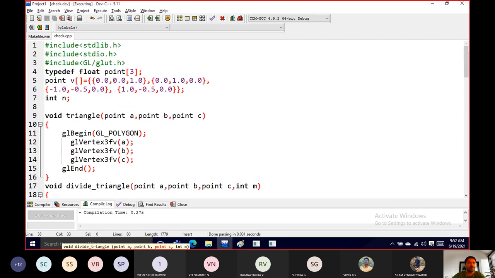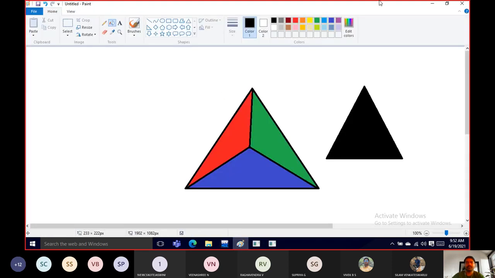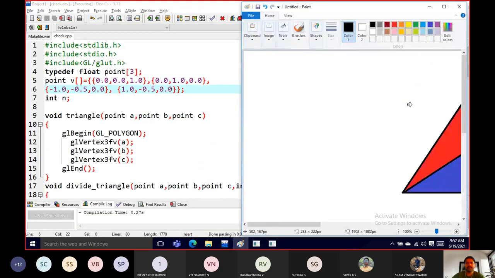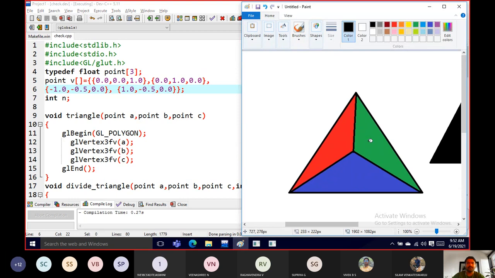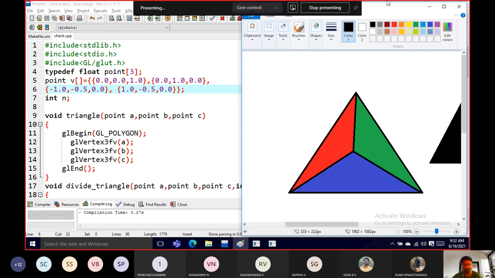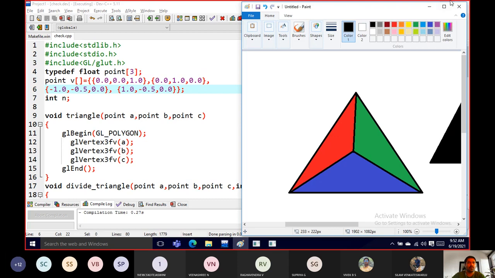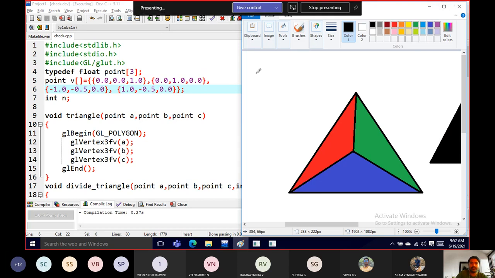So we have 4 vertices here, v of 0, v of 1, v of 2, and v of 3. This is important. Let us now understand how exactly we considered these 4 values. So the first thing is, the reference point is 0, 0, 1 for the first one.